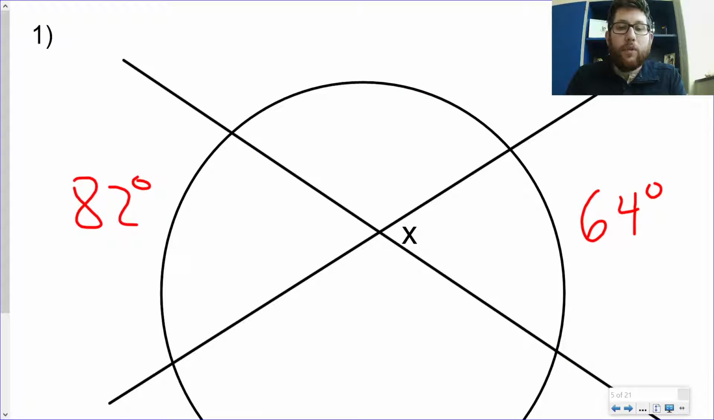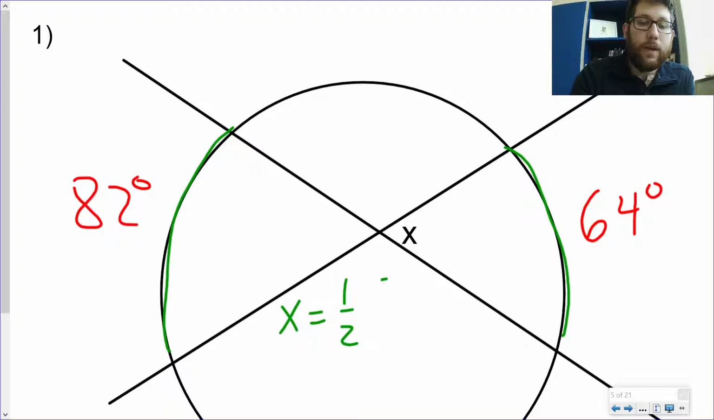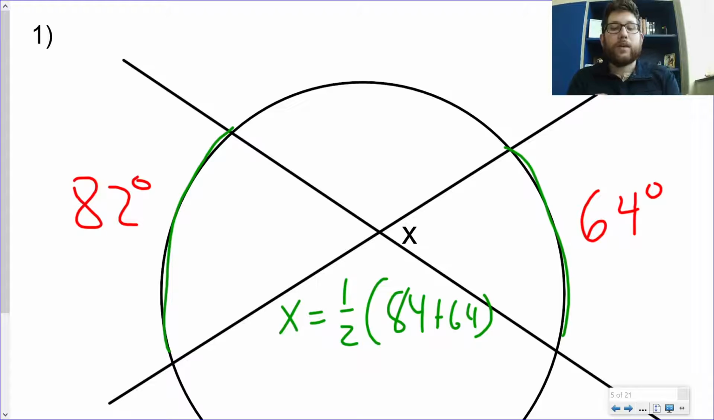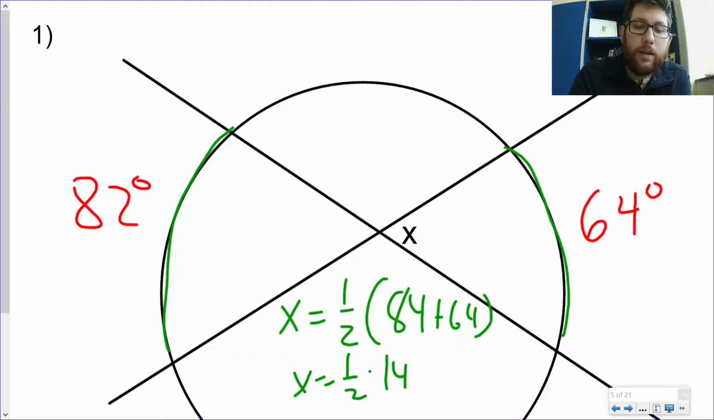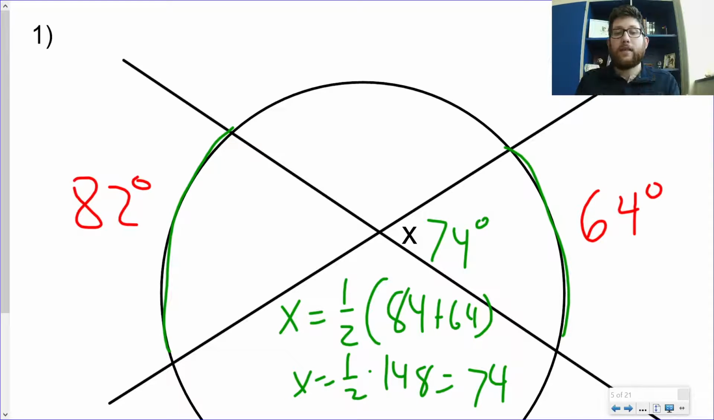So let's go ahead and apply this formula once or twice. Notice here, in this circle, I've got this big arc here, this big arc here, and I've got the angle. So I'm going to set it up. X is equal to 1/2 times (84 plus 64). And so I could solve that out. 84 plus 64 comes out to 148. So X is equal to 1/2 times 148, which is equal to 74. So basically you're just taking the average of the two numbers, and that will get you your x value, assuming that your x value is the angle.